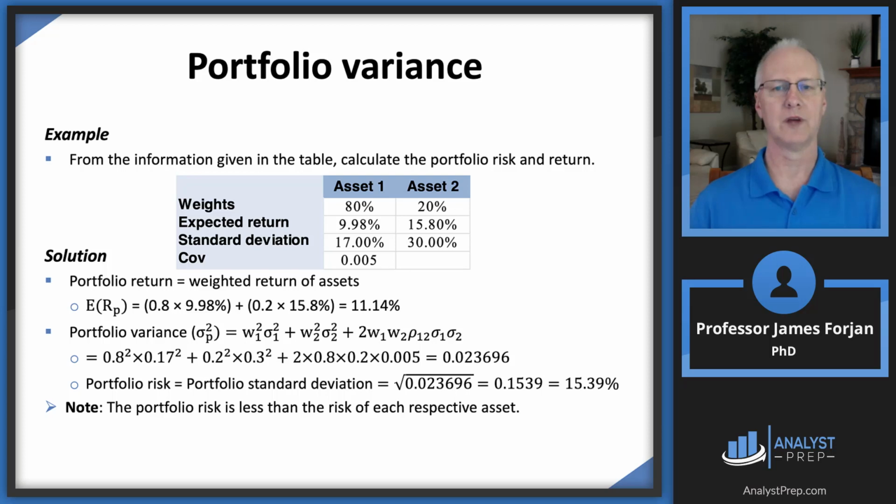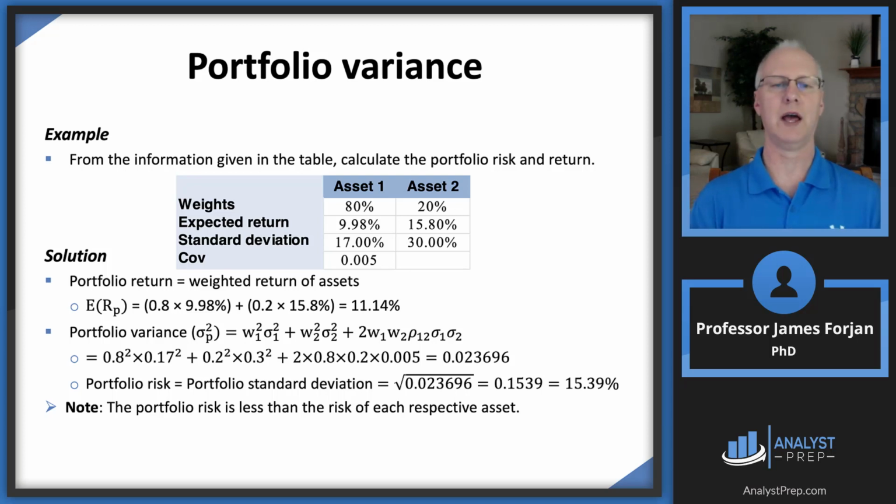All right, I guess it's time to do an example here. So let's suppose we have asset 1 and 2. We have 80% invested in asset 1, 20% invested in asset 2. Expected returns and standard deviations are given. So maybe we computed those like we did in the previous slides. So we have returns of about 10% and about 16%, right? Standard deviations of 17 and 30% and the covariance of 0.005.